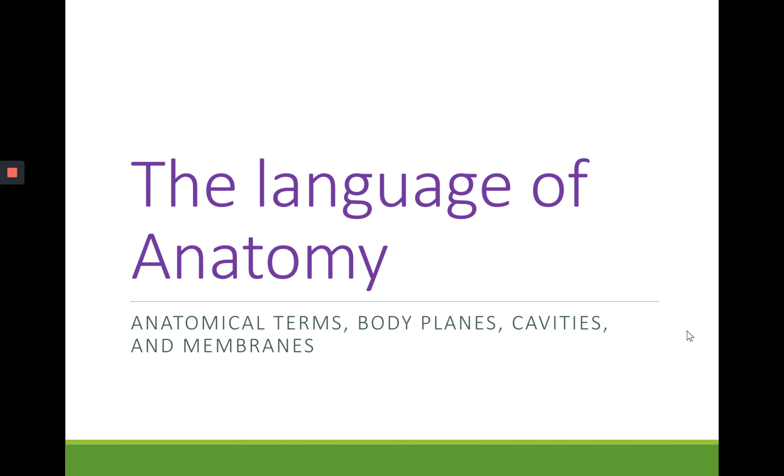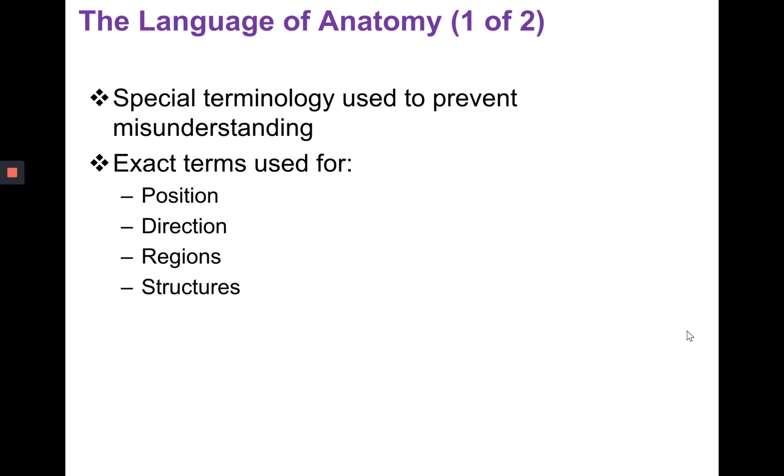So we're going to start with the language of anatomy. And first and foremost, why do we need the language of anatomy? Why do we need this special terminology? Why can't I just say arm or ankle or wrist? Because we need standards. We need exact terms so we know exactly what we mean when we're talking about certain positions or directions or regions or even structures.